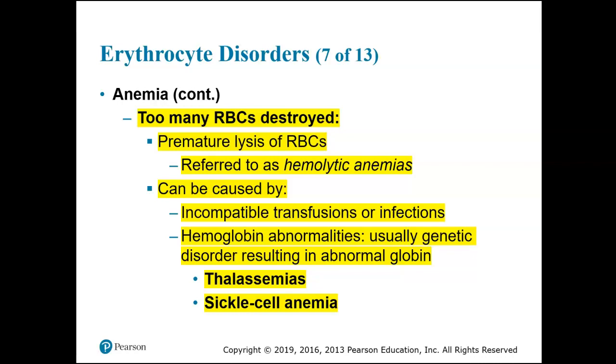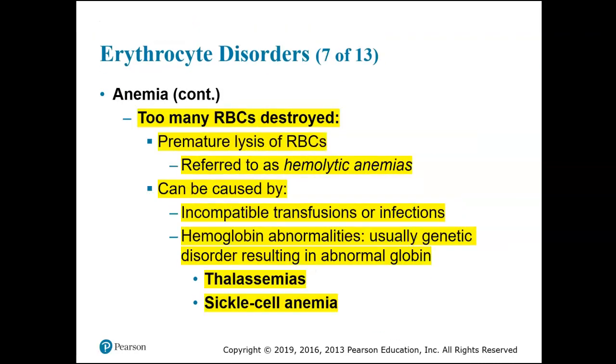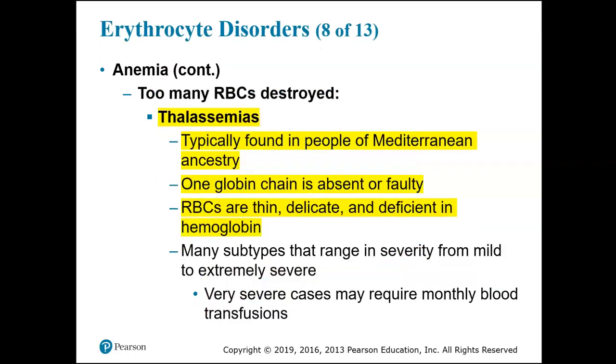Another reason or cause for anemia can be that too many red blood cells are being destroyed. Premature lysis of red blood cells, which is referred to as hemolytic anemias, can be caused by incompatible transfusions or infections. And it can be caused by hemoglobin abnormalities. Most of the time, these are genetic. And there are 2 that are pretty well known. They're called thalassemias and sickle cell anemia.